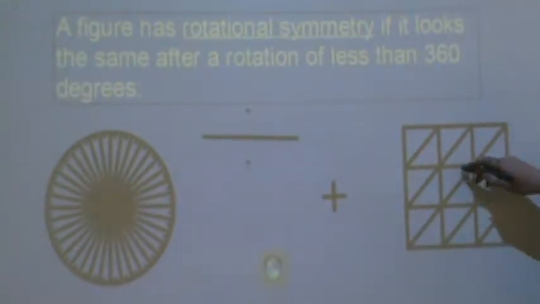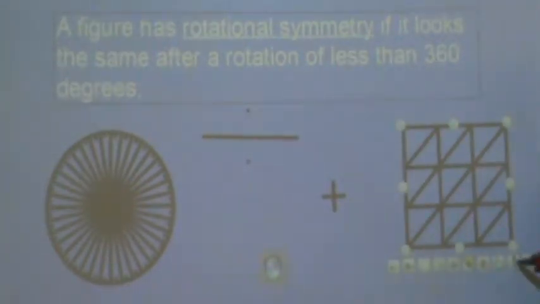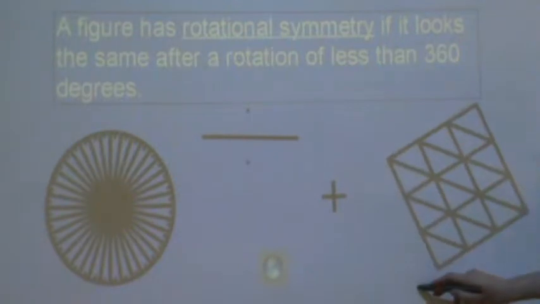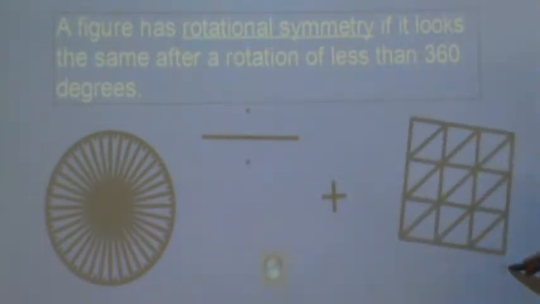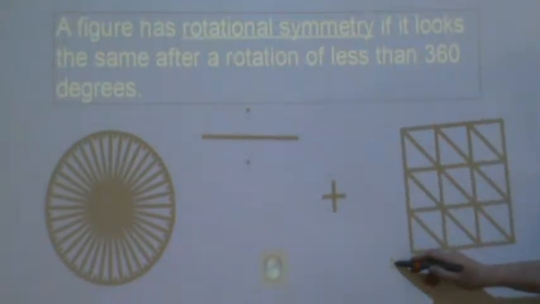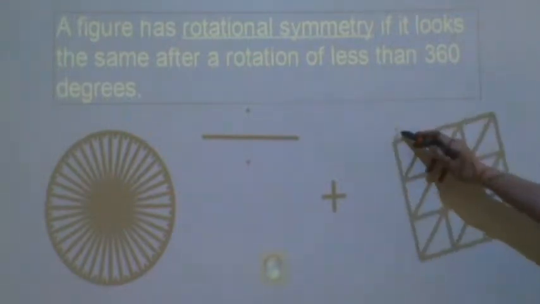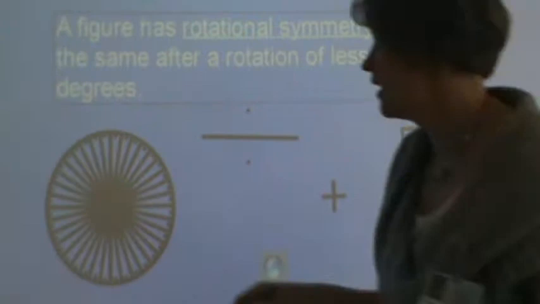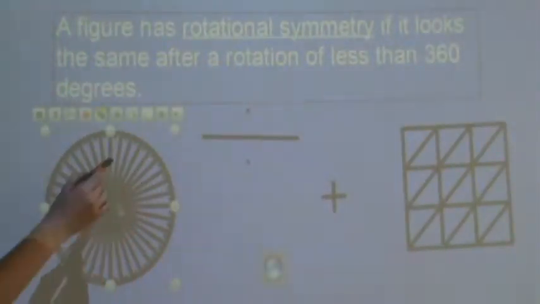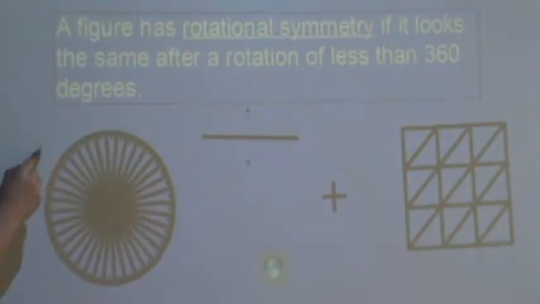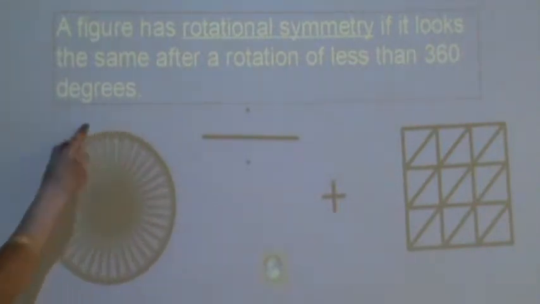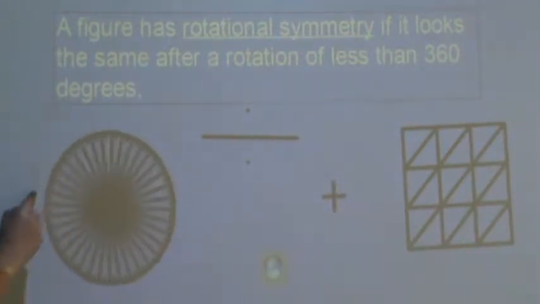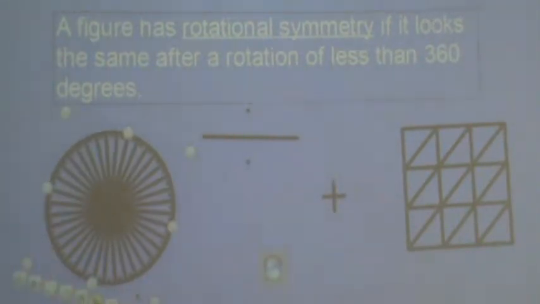Our box here, if I rotate it, the outside's the same, but my diagonals are now going in different directions. So that is not quite rotational symmetry, but if I go to my half turn, there it is, it looks like it did at the beginning. And our wheel over here is going to have all kinds of them. So we got rotational symmetry all kinds of places. And let's see if this one works. Nope. All right.